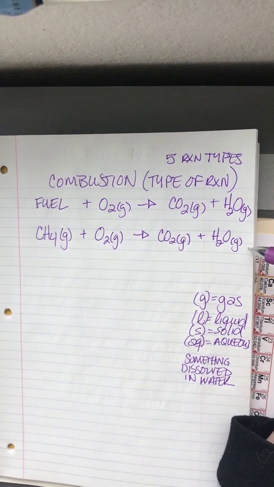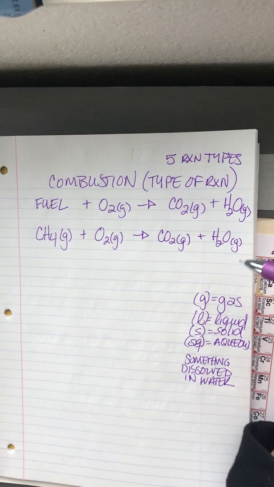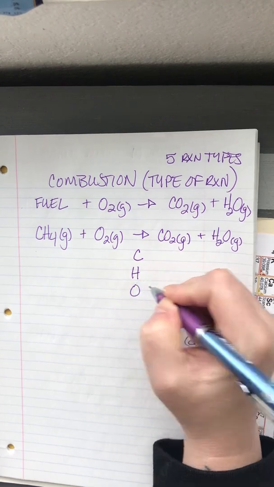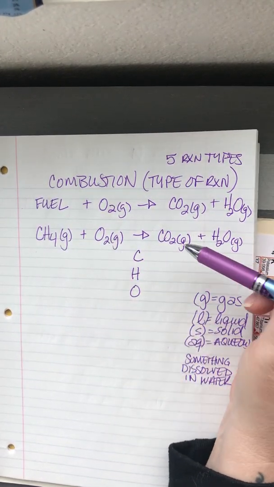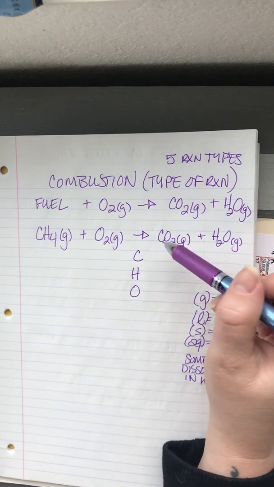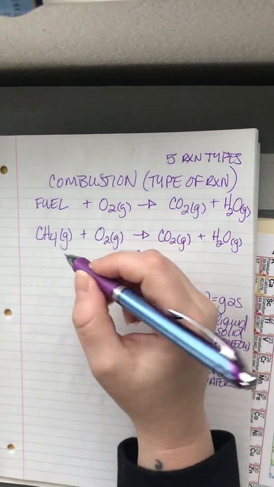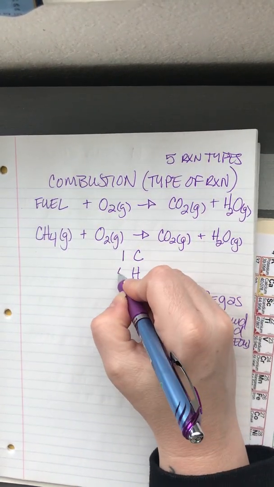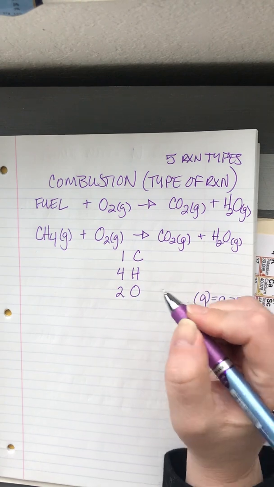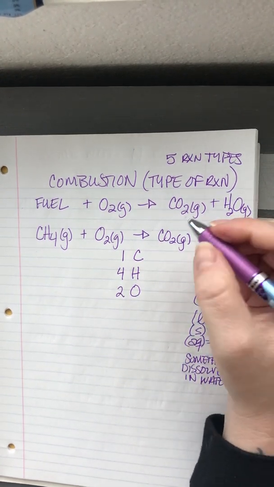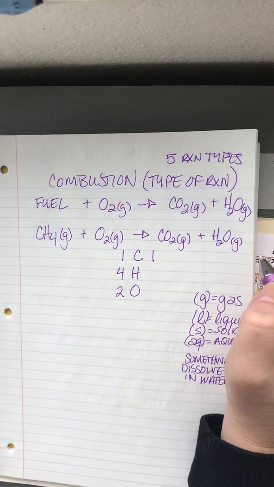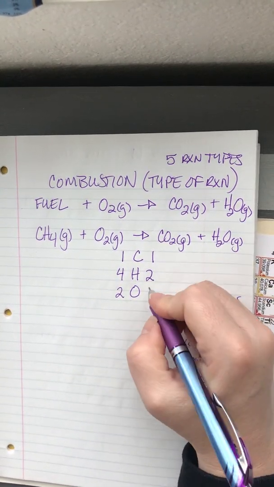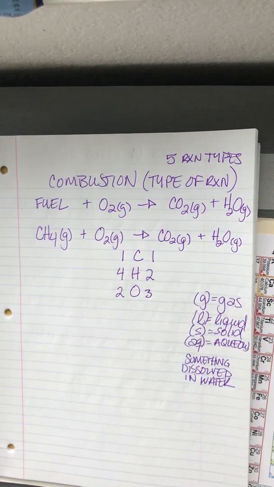Okay? So now we can do the same process we did before. We'll make our little tally of each element. Right? So we have carbon, hydrogen, and oxygen on both sides. So I have one carbon on this side, 4 hydrogens and 2 oxygens. Okay? I have 1 carbon on this side, 2 hydrogens, and 2 plus 1 is 3 oxygens. Right?